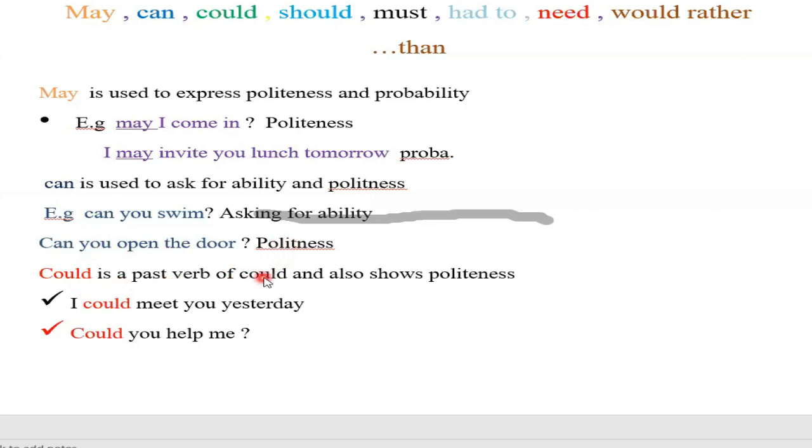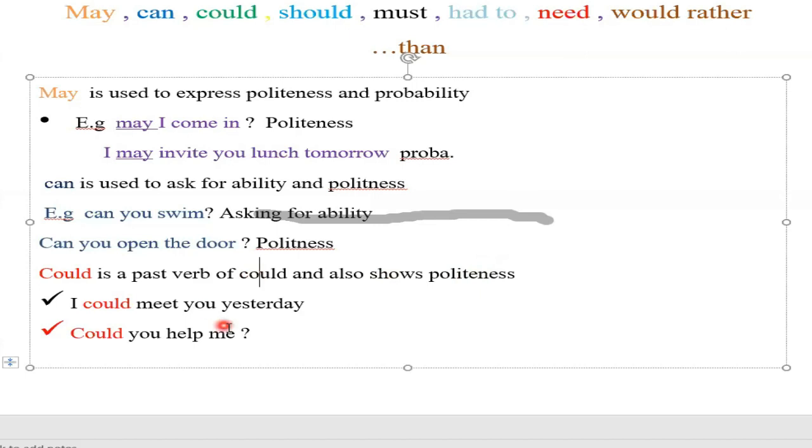Could is the past form of can, I'm sorry, this is can, right? Could is the past form of can and also shows politeness. I could meet you yesterday. What does that mean, by the way? I could meet you yesterday. What does that mean?